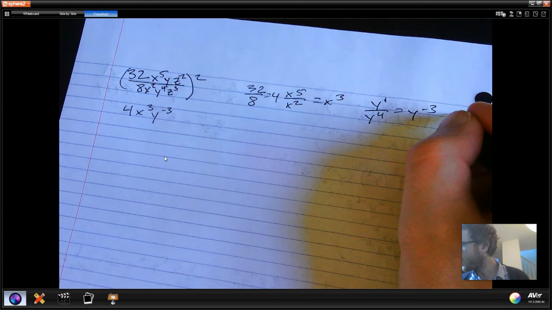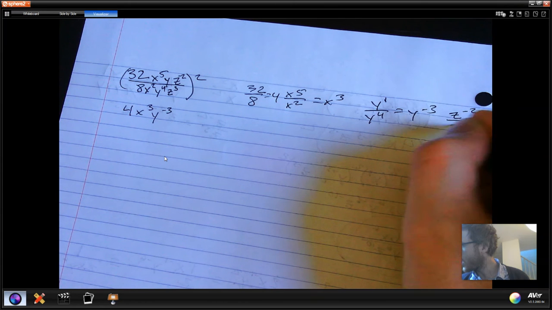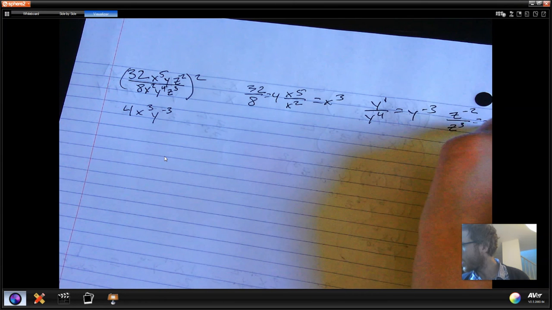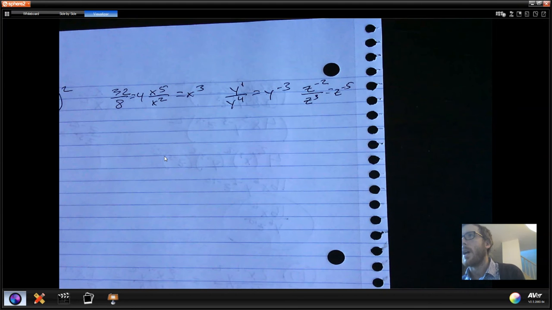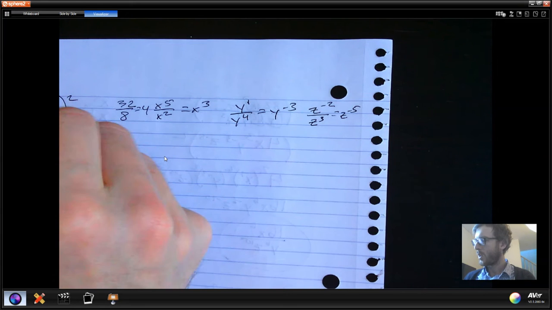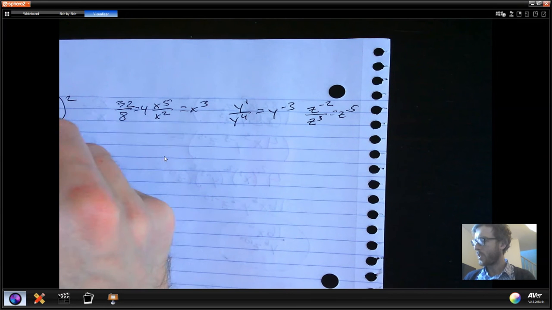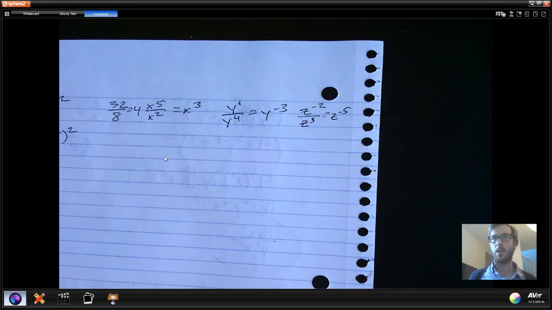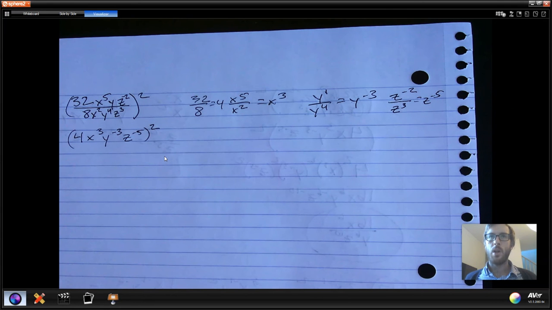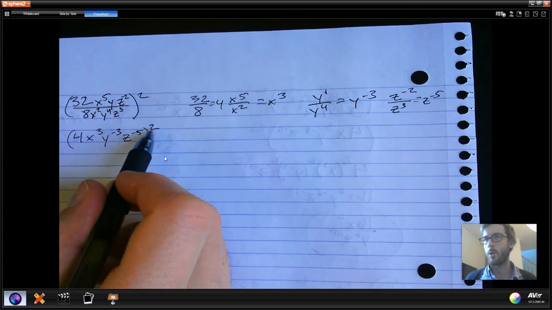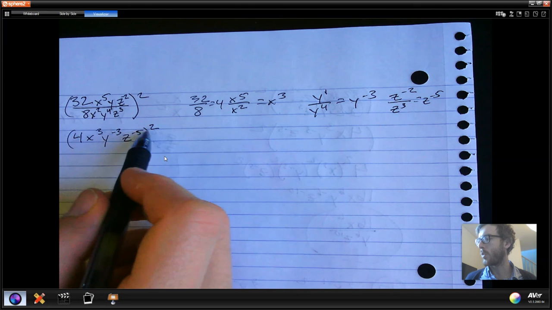And then we have z to the negative 2 over z to the 3rd. That's equal to z to the negative 5th. Sorry if you couldn't see that. Because negative 2 minus 3 is negative 5. And remember, that's still all being squared, being raised to the second power. So now we can actually evaluate that exponent here. We're going to distribute it over everything.